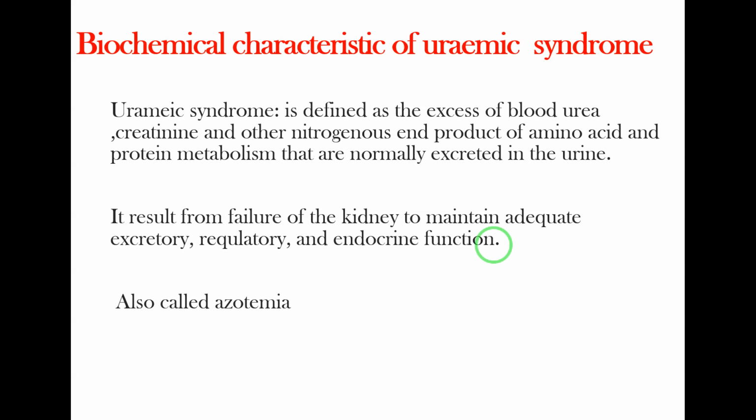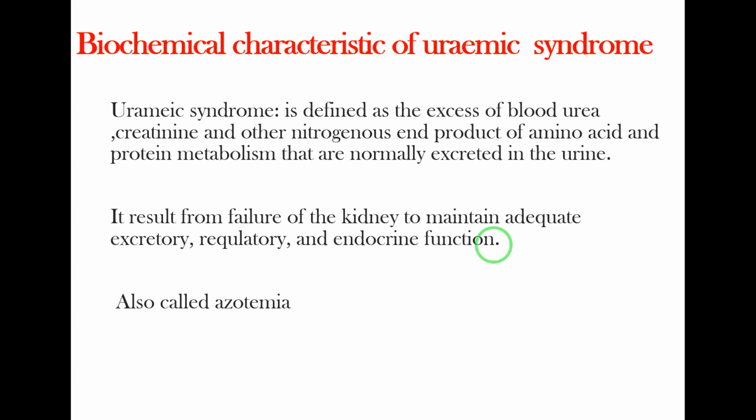How can we know that this patient has a uremic syndrome or azotemia? If we measure a blood sample, we will find an increase in the blood urea, increase in the blood creatinine, increase in all nitrogen end products of amino acid and protein metabolism, all that the body normally excretes in the urine. In this condition, their concentration in the blood will be increased. Why? Because of a failure of the kidney to excrete them, so they will accumulate in the blood. This is called the uremic syndrome.